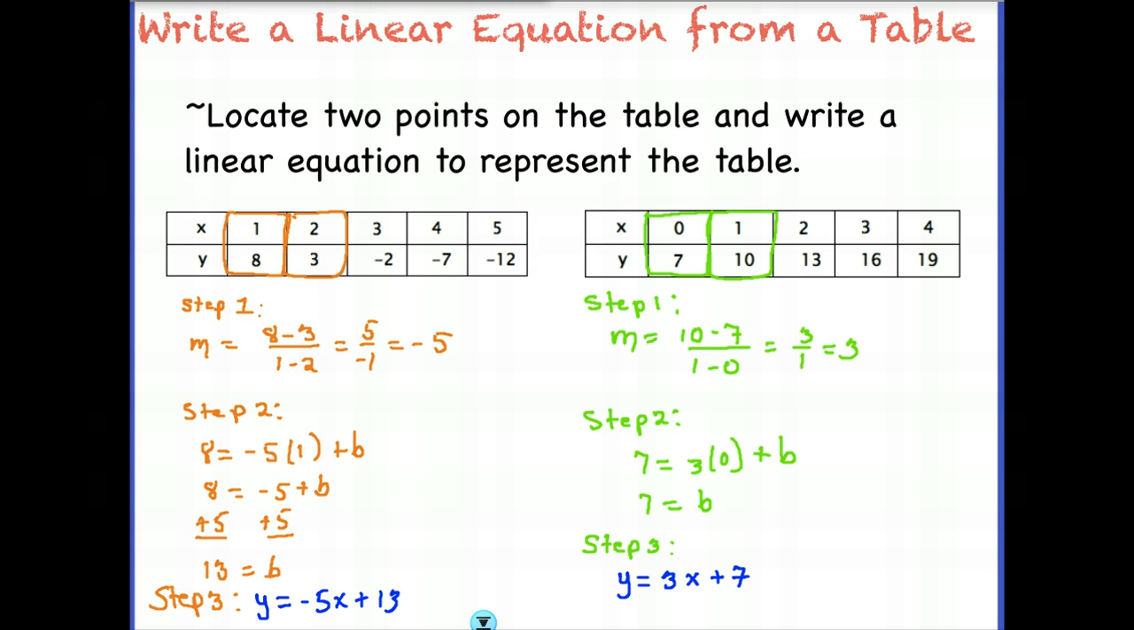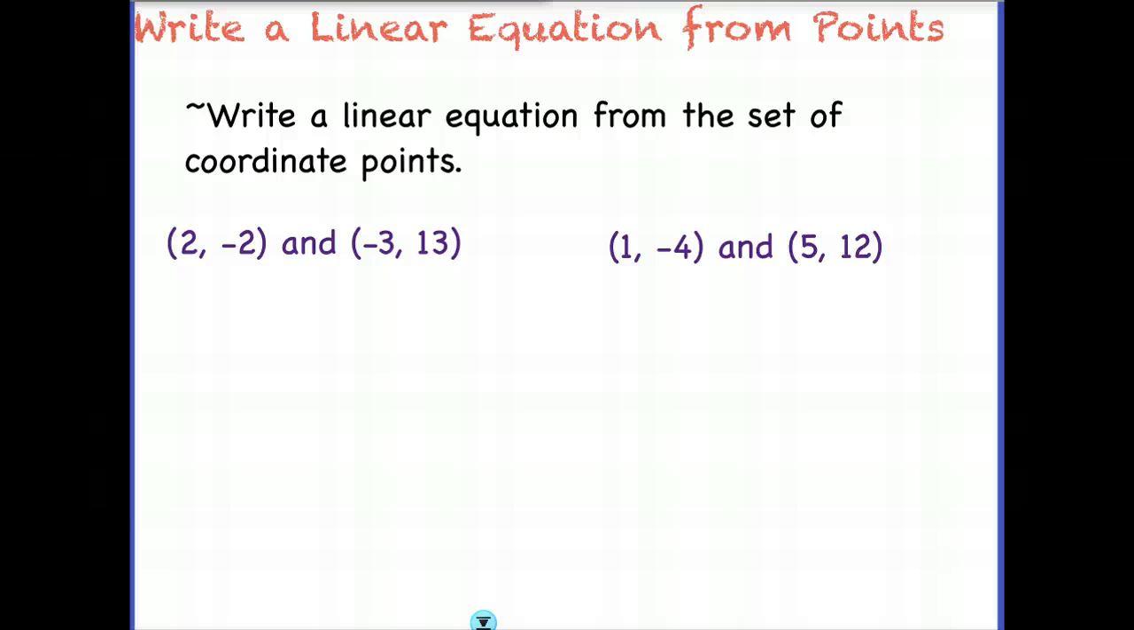All right, final example, let's learn how to write a linear equation from points, a set of coordinate points. Well, by now, you probably are saying, I already know how to do this because I did it on a graph and I did it with tables. But I just wanted you to see it because sometimes you get it in this format. So let's start with the first one. So remember your step 1, and the steps are the same for all of these. So step 1 is to find our slope.